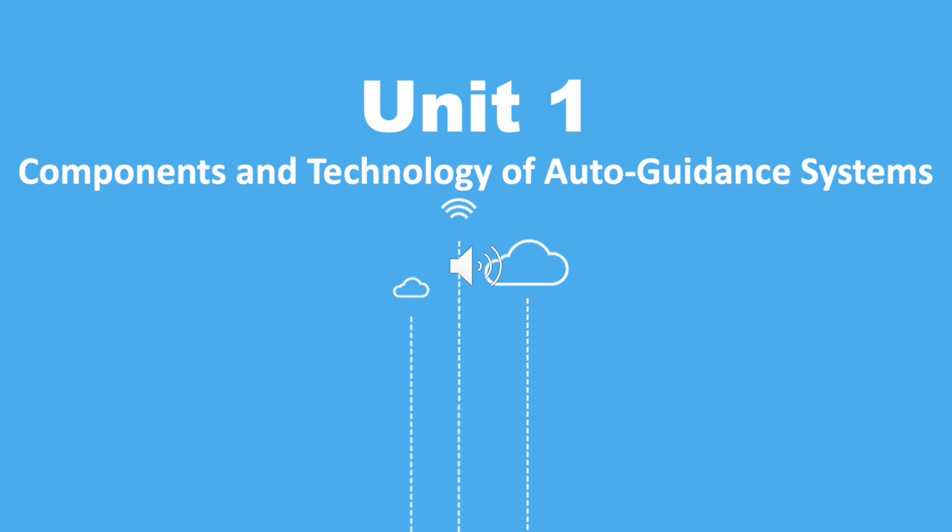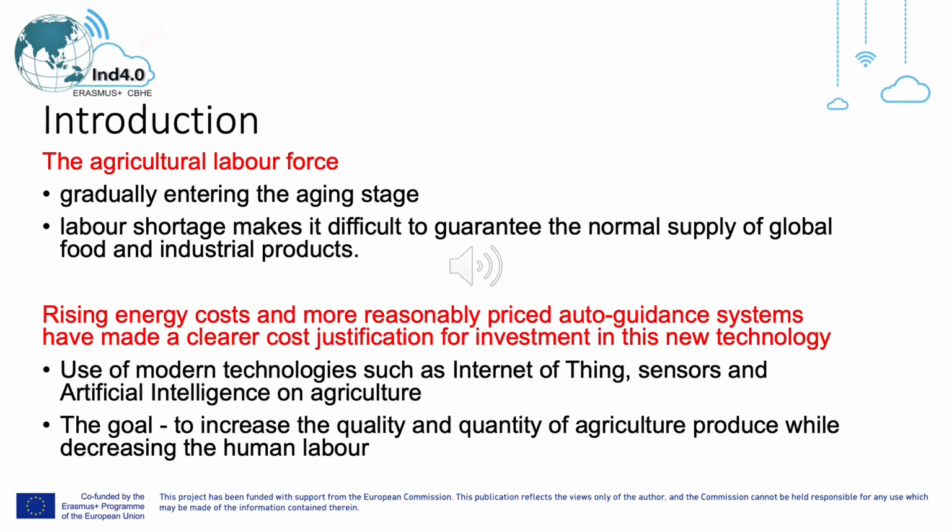The first subtopic is on components and technology of auto guidance systems. In the current scenarios, the agriculture labor force engaged in farm or fishery production is gradually entering the aging stage. The labor shortage makes it difficult to guarantee the normal supply of global food and industrial products. Rising energy costs and more reasonably priced auto guidance systems have made a clearer cost justification for investment in this new technology.